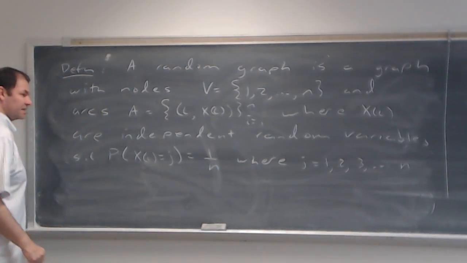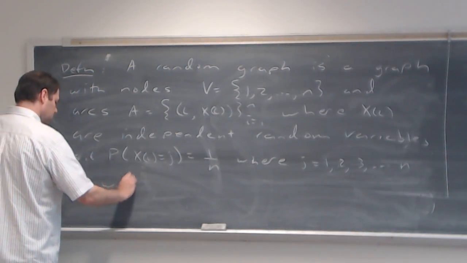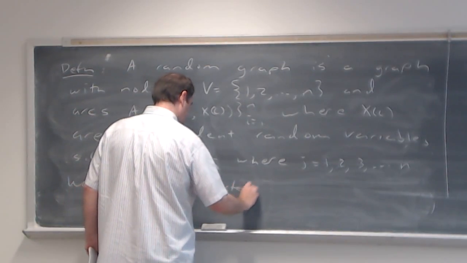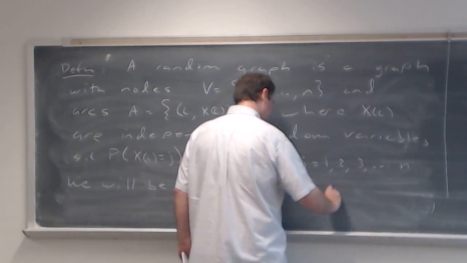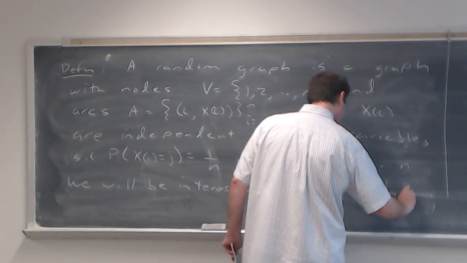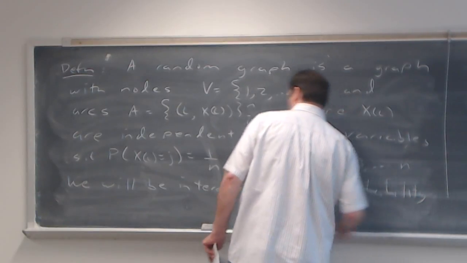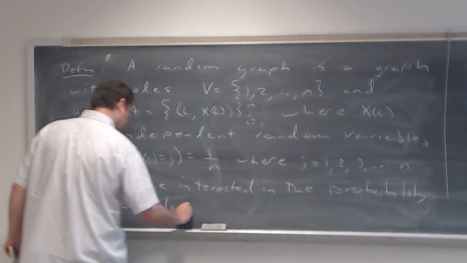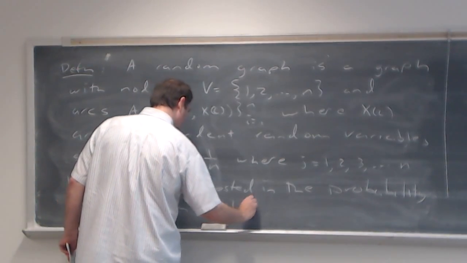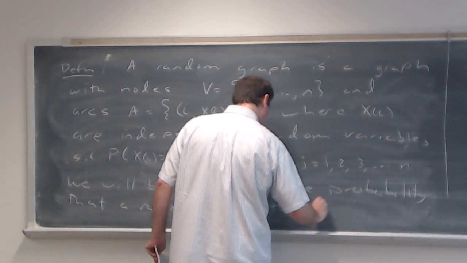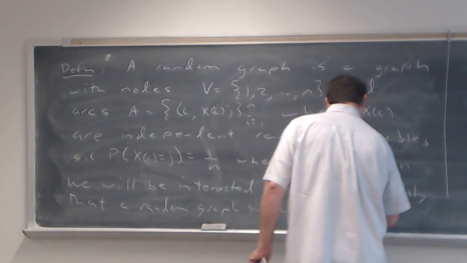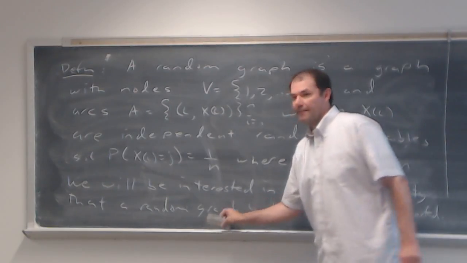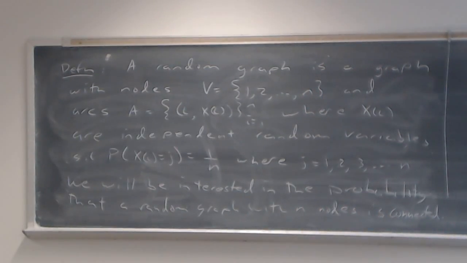And what we're going to be interested in is the probability that a random graph with n nodes is connected. That's what we're going to be interested in. And we're going to compute that with some conditional probabilities.